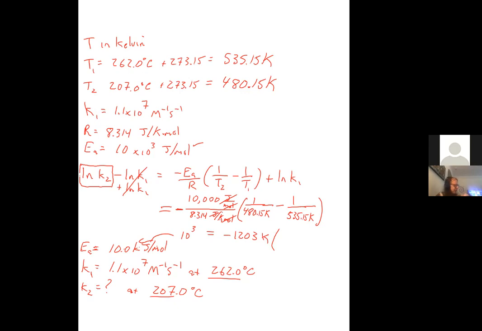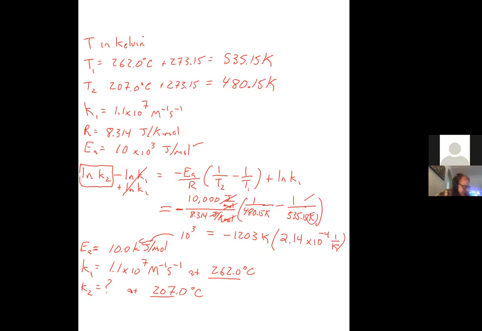So 480.15 reciprocal, 1 over x, minus 535.15 reciprocal, and then equals, yeah, I got the same answer. 2.14 times 10 to the minus 4. And this is going to be 1 over Kelvin because there's no units up here, but there's a Kelvin there.